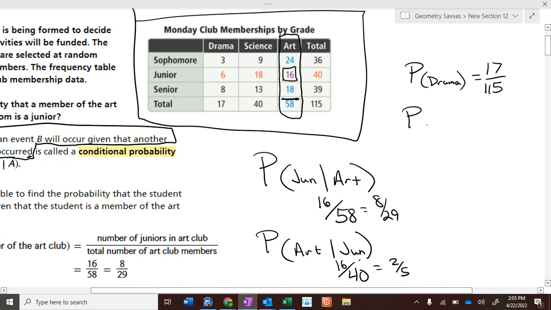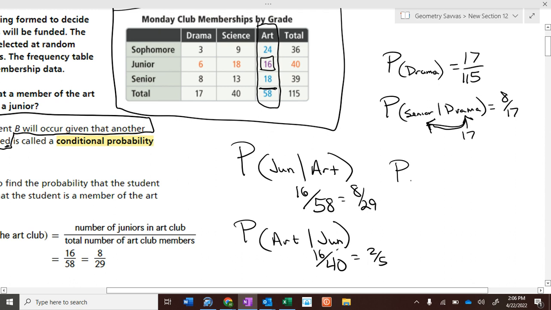But if I would say, what's the probability that they're a senior, given that they're in the drama club, then what is that? 8 out of 17. Given the 17 kids in the drama club, what's the probability that they're a senior? 8 of them. Okay.